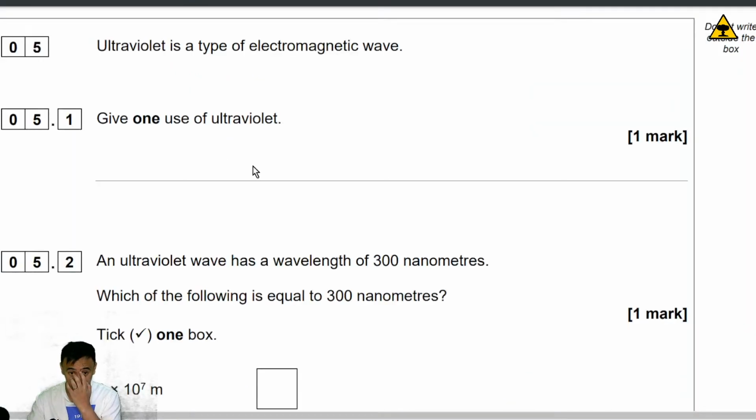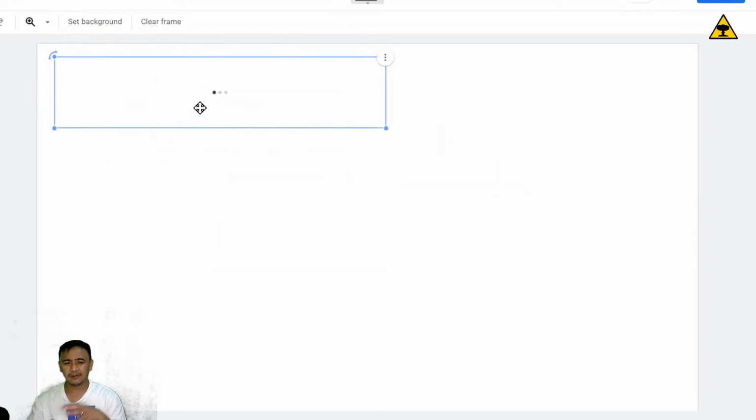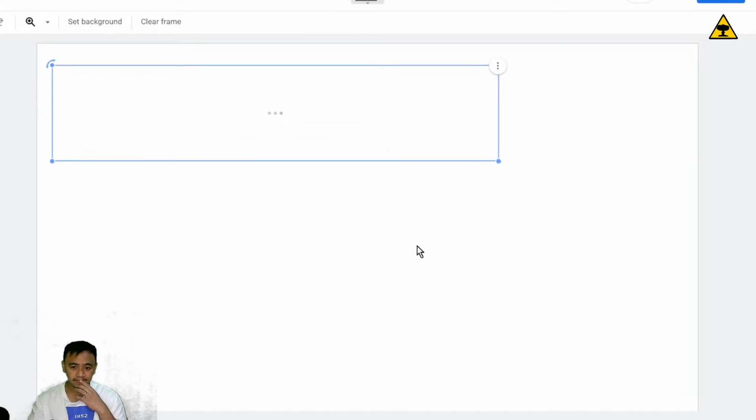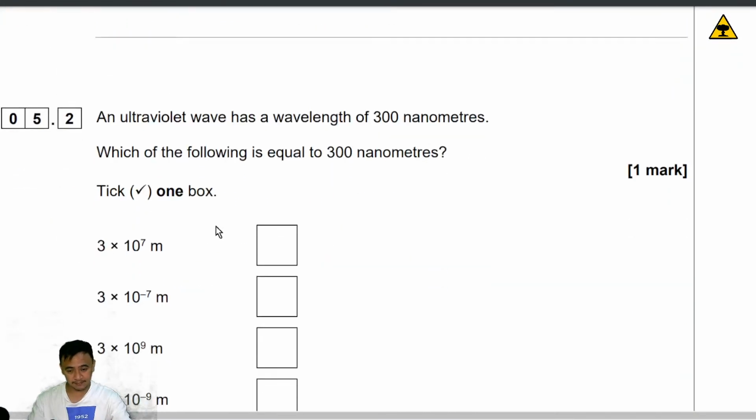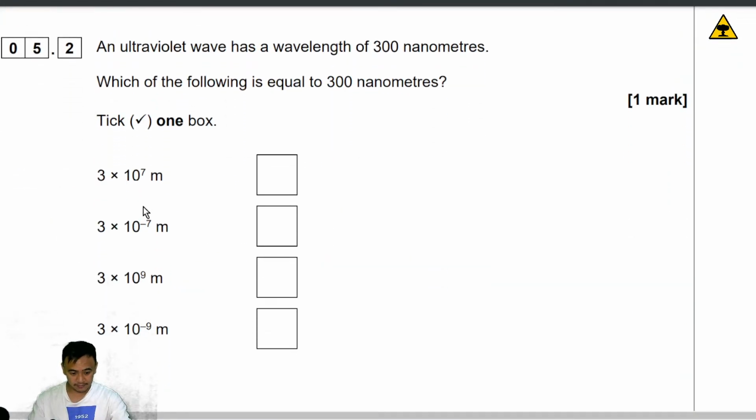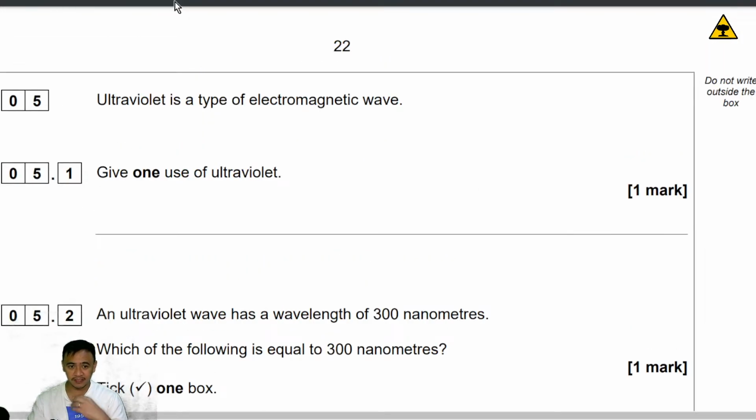Okay, the next one is here. This is now the next section. First of all, you have ultraviolet. It's a type of electromagnetic wave. Give one use of ultraviolet. Hold on. Just copy this. There you go. One use of ultraviolet.